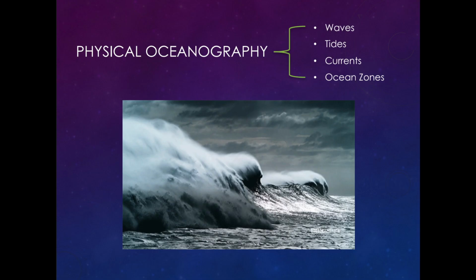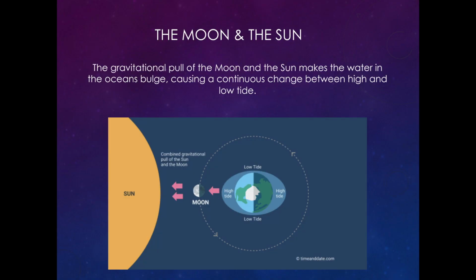All right, so let's move on to physical oceanography. In physical oceanography, we're talking waves, tides, currents, and the ocean zones. What controls the tides? Is it the moon and the sun, or is it Mars and Venus? You mostly got this one too. That's awesome. The moon and the sun control the tides.